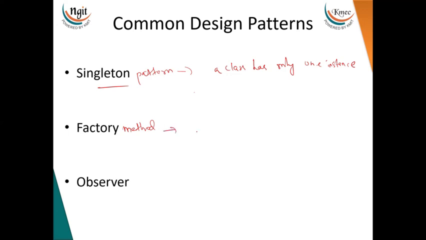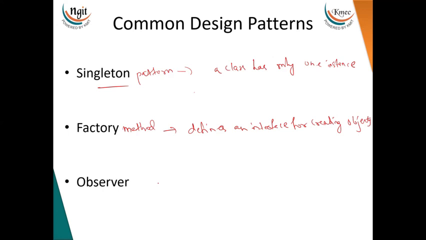Next, the factory method, which defines an interface for creating objects. But the point to be remembered is that it allows the subclasses to alter the type of objects that will be created. For example, an e-commerce system could use a factory method to create different types of payment gateways, like credit card, Paytm, or something like that, depending on whatever the user selects.